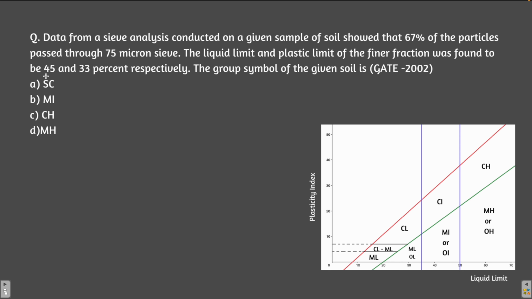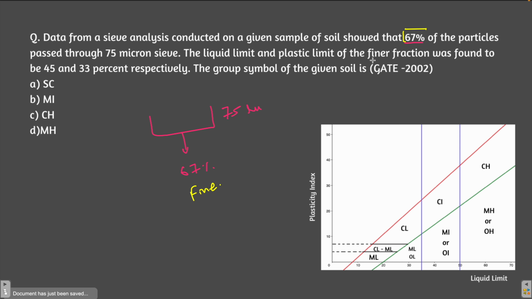Data from the sieve analysis conducted on the given sample of the soil shows that 67% of the particles pass through a 75 micron sieve. What do you mean by this? Now, without reading further, can you identify whether the soil is a fine-grained soil or a coarse-grained soil? If more than 50% of the particles pass through the 75 micron sieve, the soil is going to be a fine-grained soil. There is no doubt. So 67% of the particles passing through the 75 micron sieve means it is a fine-grained soil.